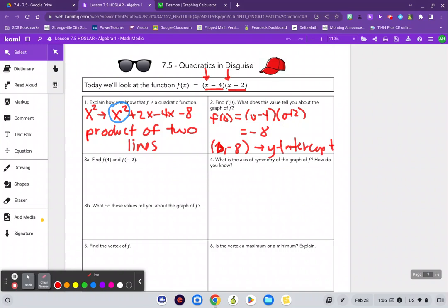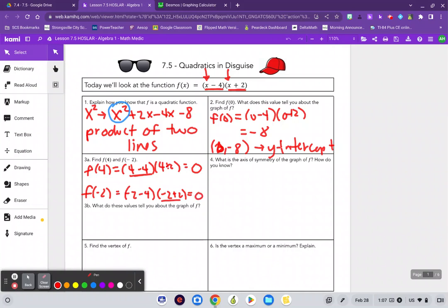3a says find f of 4 and f of negative 2. Again, I'm going to take this equation and replace the x with 4 the first round: 4 minus 4 times 4 plus 2. If I calculate that, I get 0 because of that 4 minus 4. And then f of negative 2. Again, I'm going to replace my x's with negative 2, and because negative 2 plus 2 is 0, my calculation is 0.